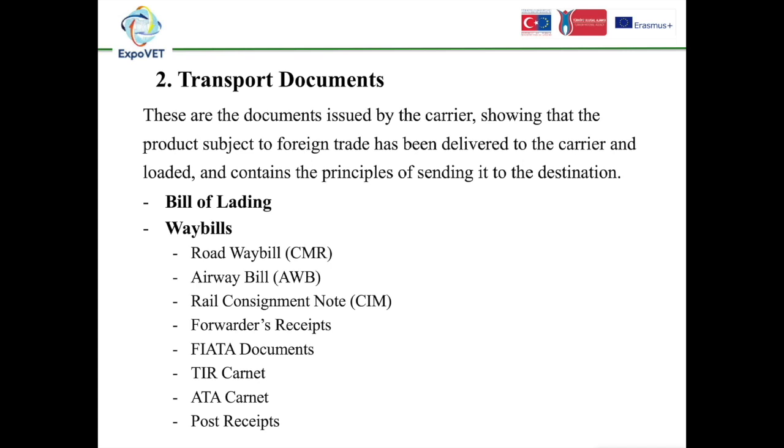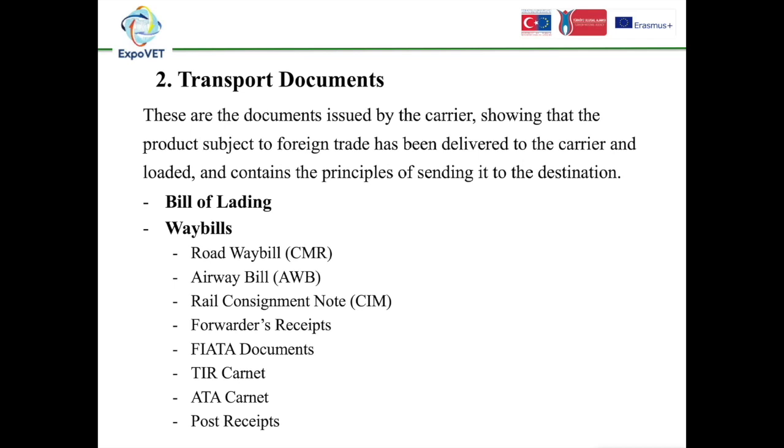Carriage documents are issued in accordance with the carriage contract between the shipper and sender and the carrier, which determines the rights and obligations of both parties. A transport document is a contract of carriage between the shipper and the carrier, which undertakes to receive the goods from a certain place in the exporter's country and deliver them to the importer.